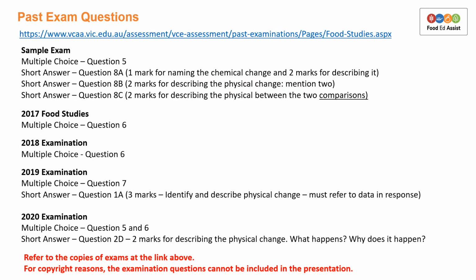I've also provided here for you some past exam questions, and I've listed the papers and the questions that directly relate to this key knowledge. So you can actually start revising some of those questions now. Look at your exam link that I've given you, look up the questions and also write your answers, and then look at what the study design responses were. So the examples of the answers that were given by VCAA as well for each of those questions.